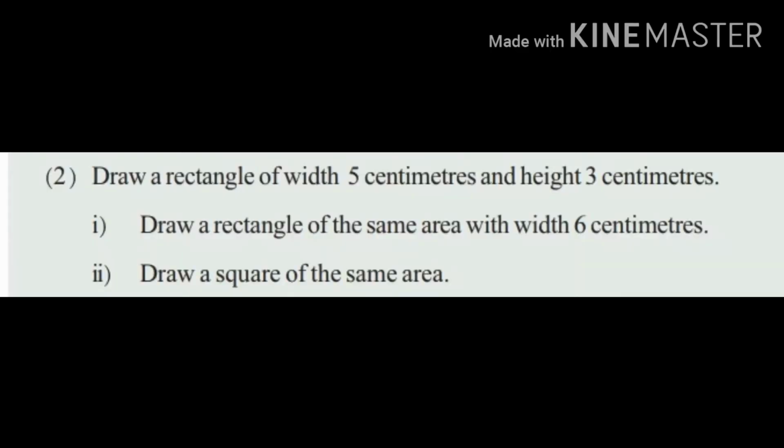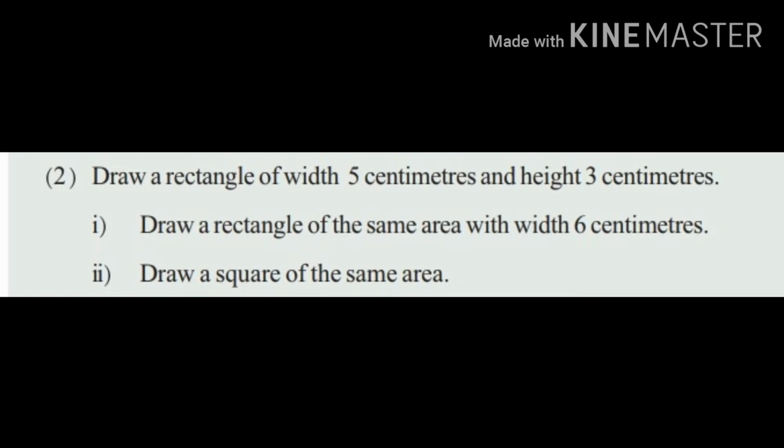Next is question number 2. Draw a rectangle of width 5 cm and height 3 cm. Two sub questions are there. The first sub question is: draw a rectangle of the same area with the width 6 cm. First of all, we need to draw a rectangle with measurements 5 and 3 cm. Then we need to draw another rectangle with the same area. The condition is its width must be 6 cm.